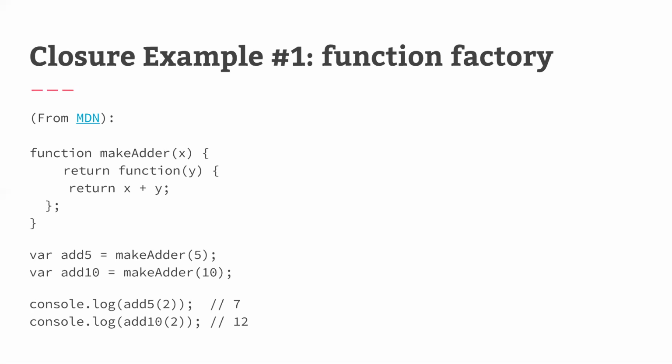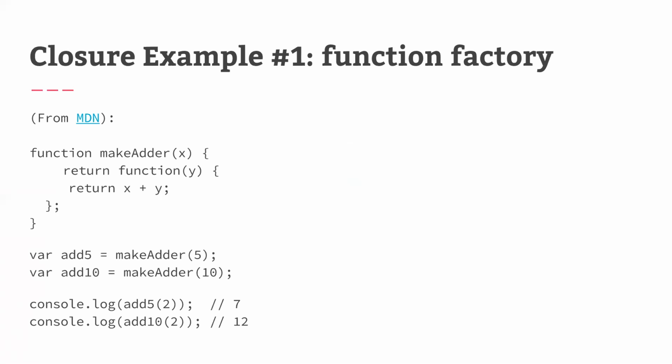So add5 is now a function because I'm returning a function, and if I do add5 of 2, I'm going to get 7. It remembers that I gave the 5 here, even though this function, makeAdder, ran and is totally done running after this line here. But it still remembers that I gave it 5 in the function that it returns. That's the closure.